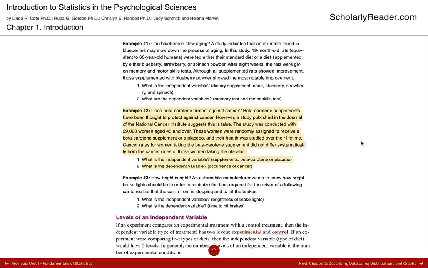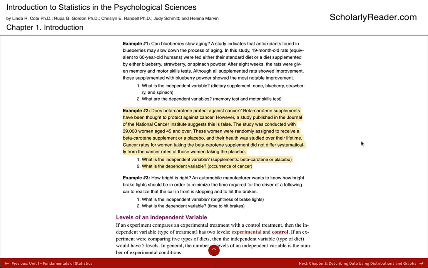Example number 2. Does beta-carotene protect against cancer? Beta-carotene supplements have been thought to protect against cancer. However, a study published in the Journal of the National Cancer Institute suggests this is false. The study was conducted with 39,000 women aged 45 and over.